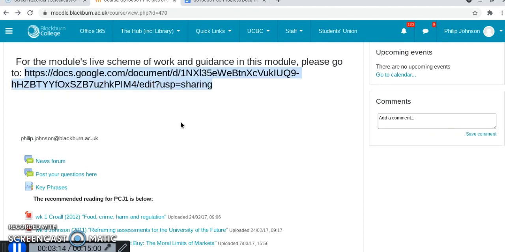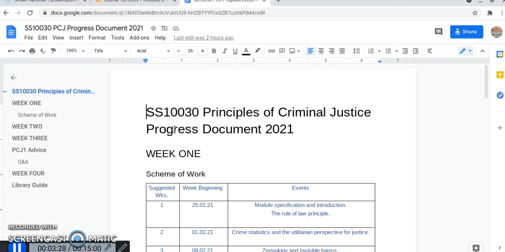As regards your progress, this document at the top of the Moodle page is what we call the progress document. So if you copy and paste it, you will get this document, and you'll see down the side how things are organized for how, as I say, your progress in this module is meant to happen. So everything on here is geared towards the deadline of the first assessment, which is the 8th of March. So up until that point, each week, key sources of evidence are going to be provided, as you'll see from the headings on the Moodle page.